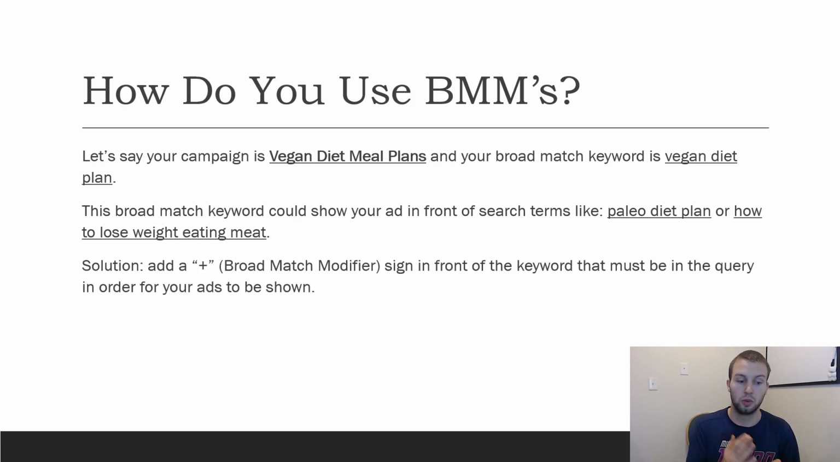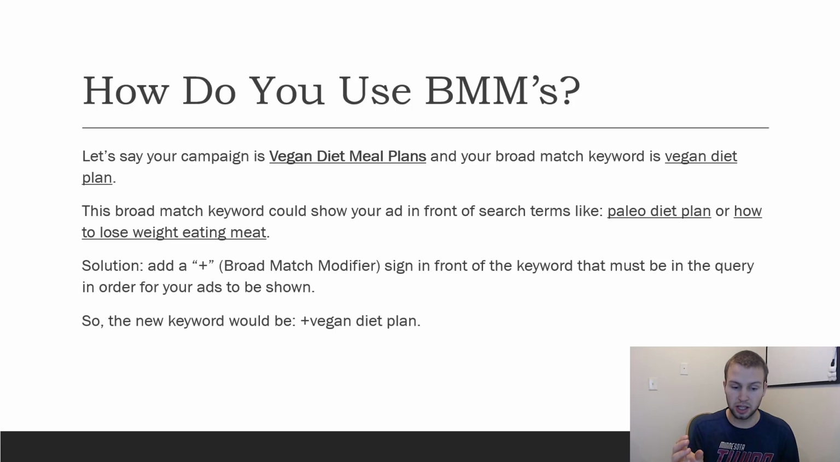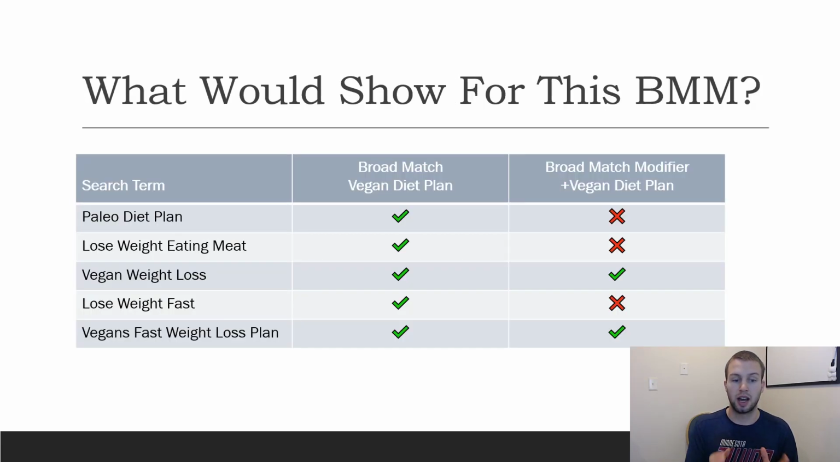So a solution would be to add a plus, or a broad match modifier sign, in front of the keyword that must be in the query in order for your ads to be shown. In this case, the new keyword would be plus vegan diet plan. Now, what would show for this broad match modifier?